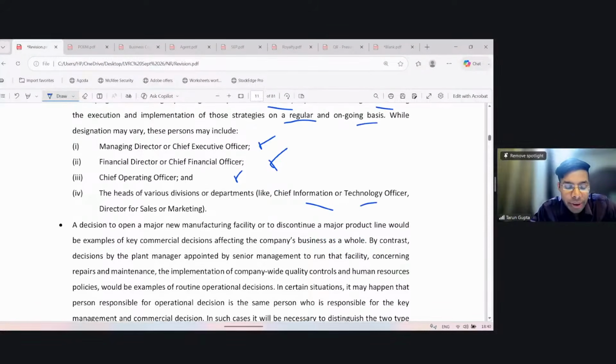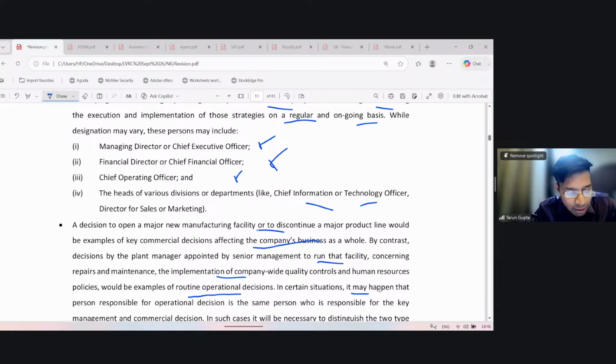A decision to open a major new manufacturing facility or to discontinue a major product line would be an example of a key commercial decision affecting the company's business as a whole. So, by the words key management commercial decision, we mean a decision like to stop a manufacturing facility or to start a new manufacturing facility. By contrast, decisions by the plant manager appointed by senior management to run that facility concerning repairs and maintenance, the implementation of company-wide quality controls and human resources policies would be examples of routine operational decisions, and they are not key management commercial decisions.